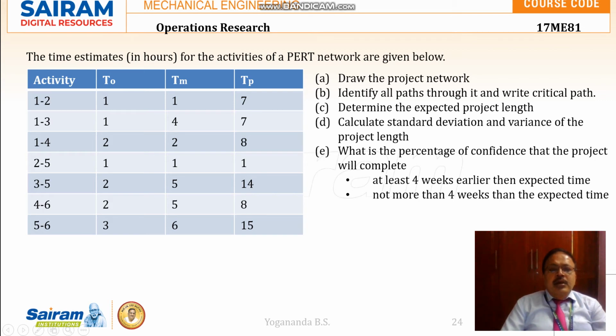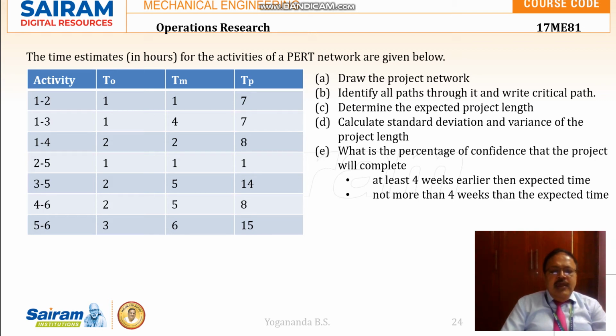So here the network diagram should be considered as this PERT network because of the three time estimates. So these three time estimates will be reduced to the mean time using the formula. So it is asked to draw the project network, identify all the possible paths to connect these activities and write the critical path. So critical path is the one where the activities are critical.